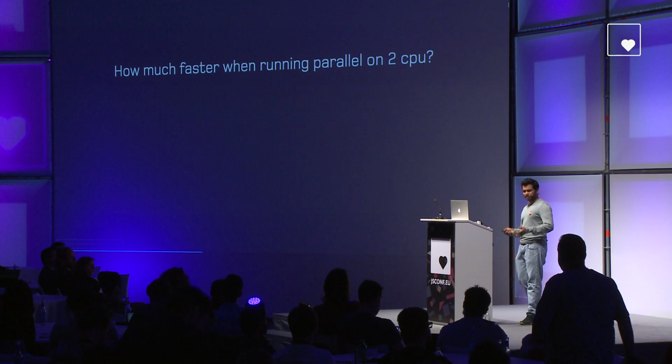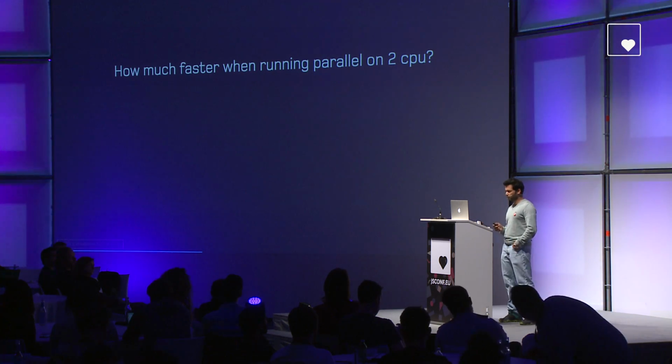So it's just a hypothesis. How much faster can we run in parallel on 2 CPUs? If you have 2 CPUs, we expect a speedup of about 2. Maybe a little less, considering the forking of workers and message passing. But actually, it's slower. Why?